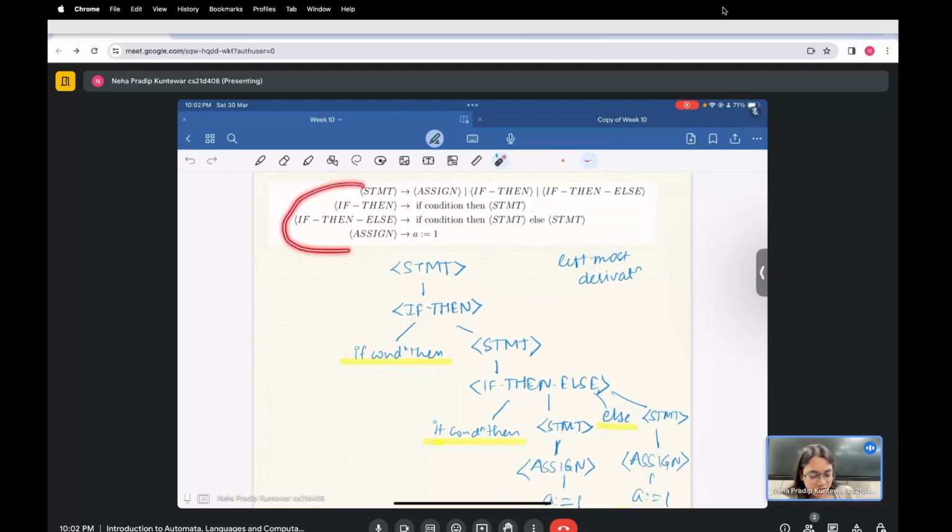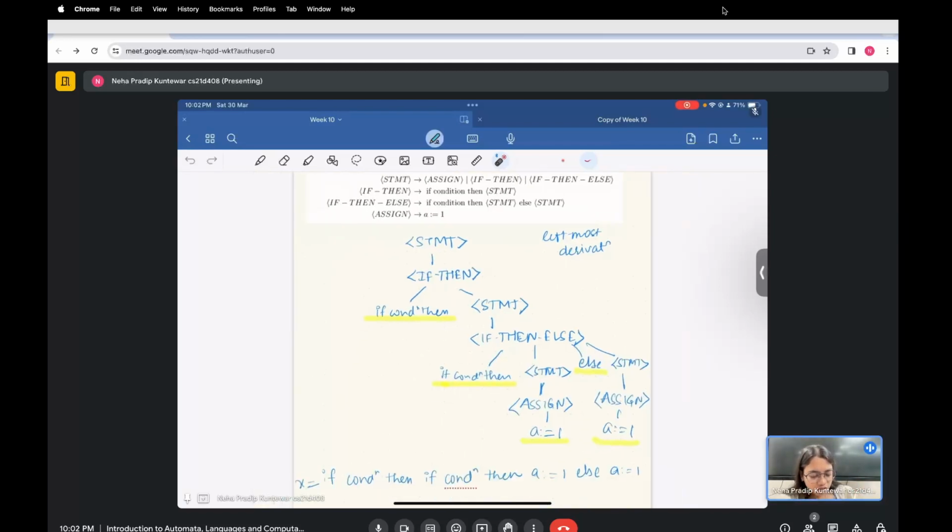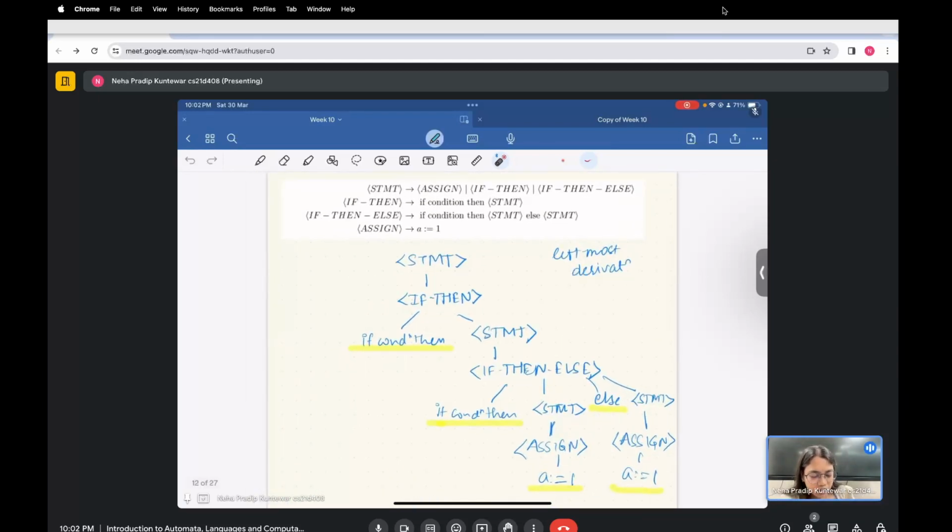Okay, so this is the grammar that we have, and what I'm going to do is a leftmost derivation for some string. Let's say you start with the statement, which is your start variable. Then you have three choices: either you can take assign, or if then, or if then else. These are the three variables. So let's say you take if then. From statement we go to if then. Now let's look at if then. There is only one rule here, so that is what we will write. So here you have if condition then followed by statement.